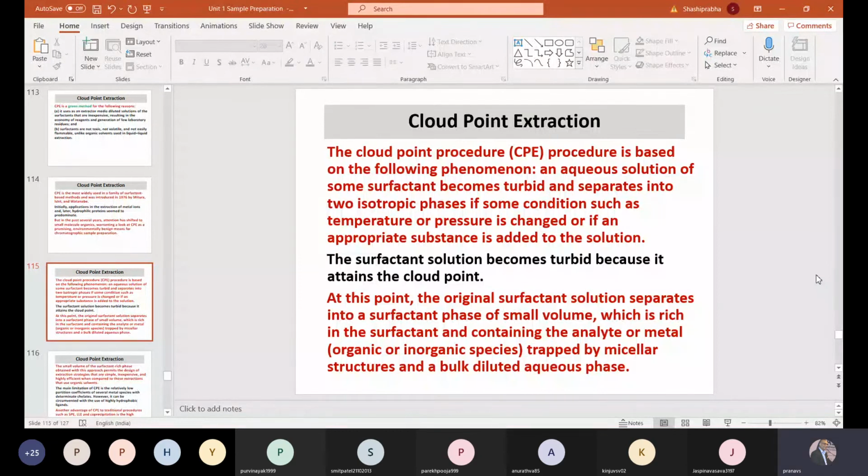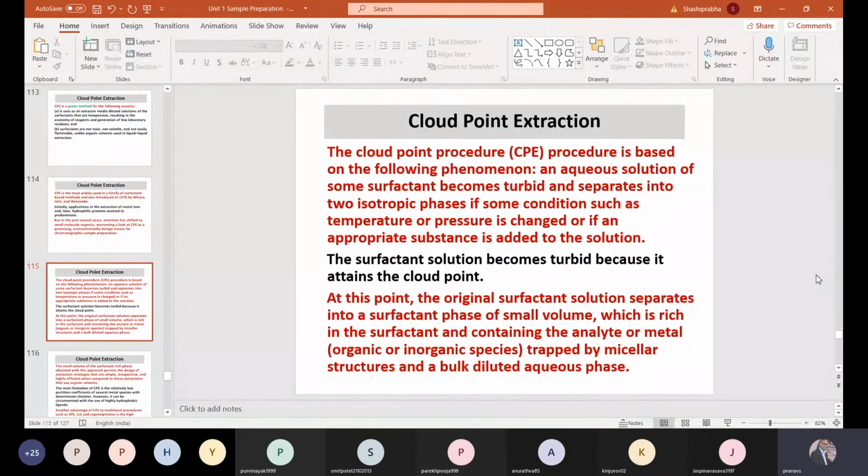Now, the process, what happens? The cloud point procedure is based on the following phenomena. An aqueous solution of some surfactant becomes turbid and separates into two isotropic phases if some conditions such as temperature or pressure are changed or if an appropriate substance is added to the solution. कहने का क्या मतलब है कि जो आपका सैंपल होता है उसमें आप थोड़ा सर्फेक्टेंट डाल दो तो क्या होता है, सर्फेक्टेंट खुद का एक डिस्टिंक्ट फेज बना लेता है. सर्फेक्टेंट आपको मालूम है क्या होता है.